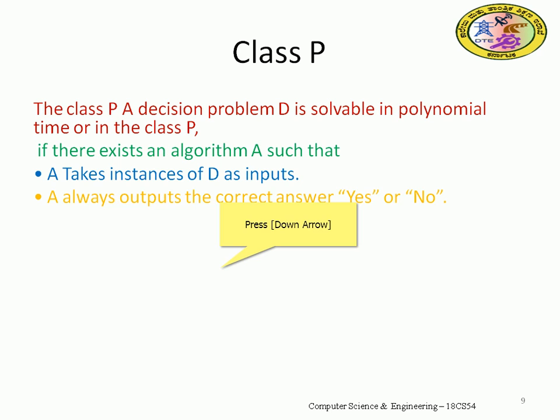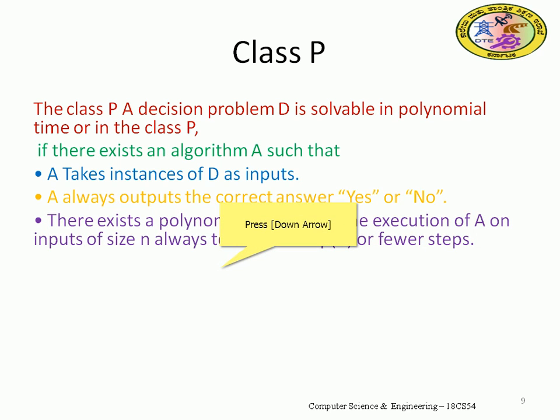This is extended as follows: there exists a polynomial P such that the execution of A on an input of size n always stops in P of n or fewer steps.